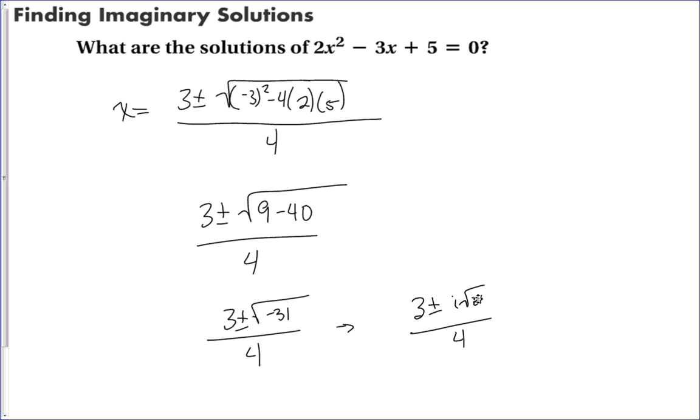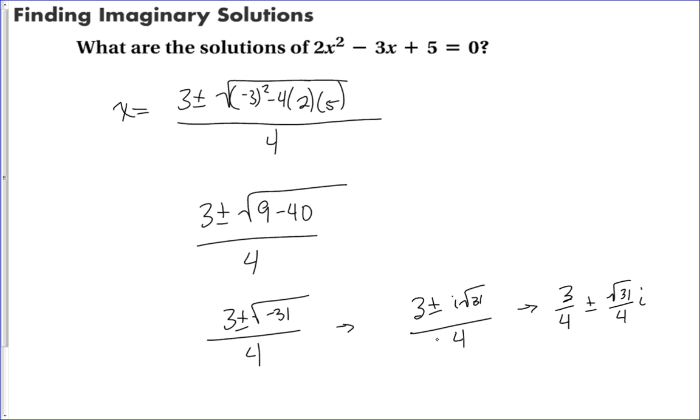Sometimes you'll see these split up into two separate fractions, meaning 3/4 plus or minus the square root of 31 over 4, and then an i out here. Just recognize that these are the same exact thing. All they did to get from here to here was split it into two fractions, which is fine. You can do that if you want, but you can also leave it like this, doesn't matter to me. So that's finding imaginary solutions.